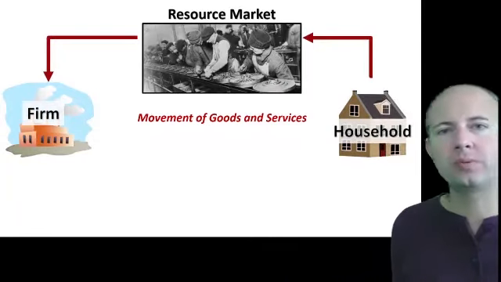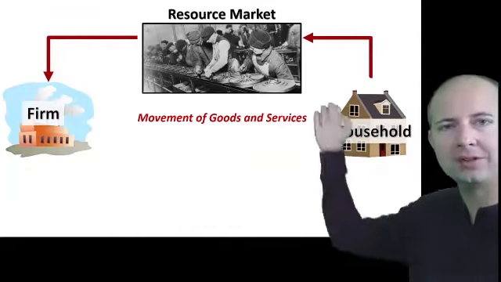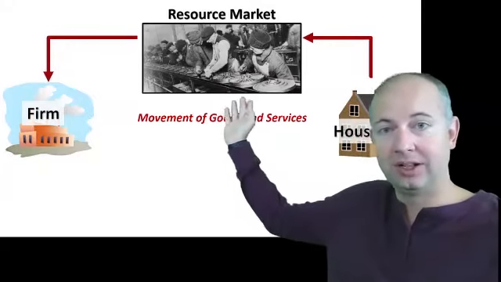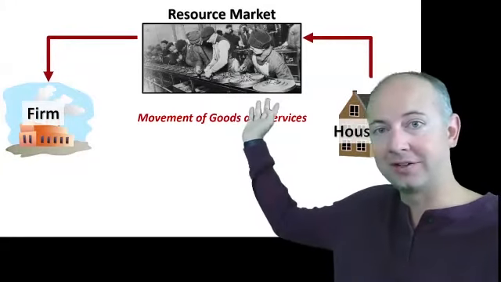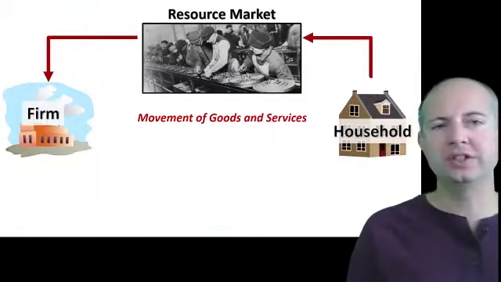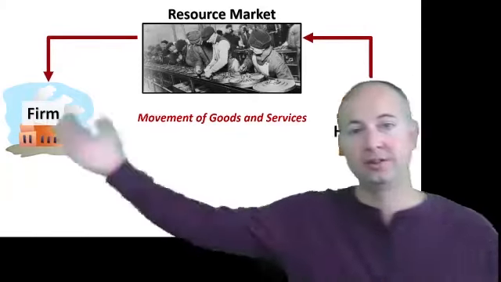So the first one we will describe is the resource market. This is when you go to work. You're a household, you offer up your resources, which generally is your labor. This right here is like an old Ford factory assembly line, to the firm. So this is the flow of goods and services: you providing services to a firm.